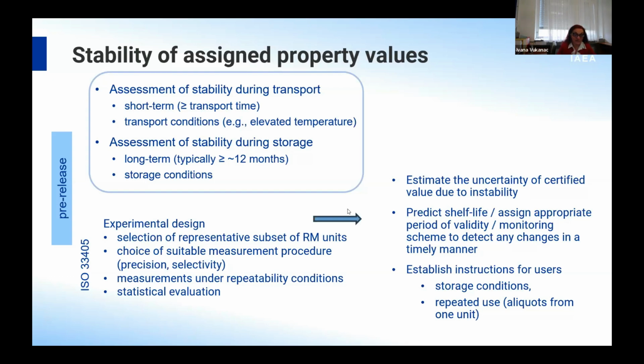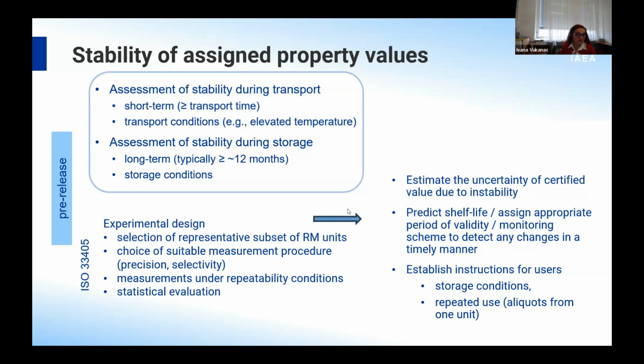Also, stability of reference material during the production process is assessed, and this is under the storage condition, and this is something that we call long-term stability. Again, experimental design, detailed descriptions and recommendations on how these studies should be done are given in ISO 33405. And then, based on the results of stability studies, we can estimate the uncertainty of certified value due to instability, or say that it is negligible.